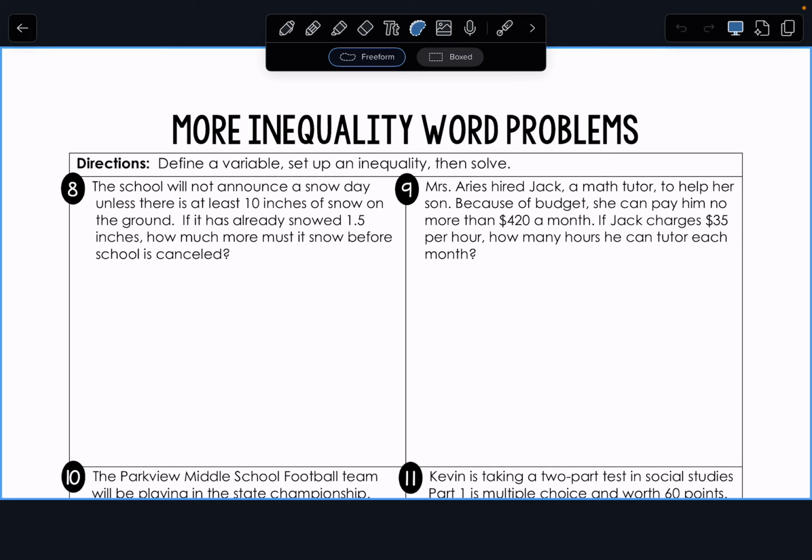Yesterday, we talked about taking a sentence and writing down mathematically what it means, and they all involved inequalities. We are doing the same thing today, however, we have more of a tangible scenario.